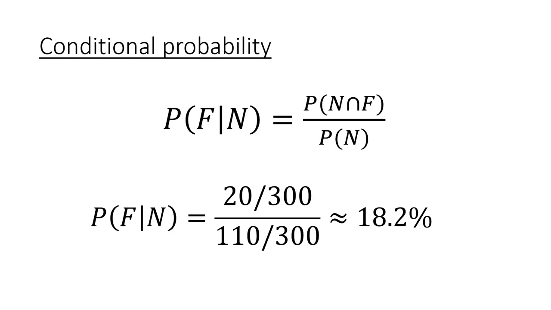So when we calculate this, we get approximately 18.2. So we can conclude that conditional probability that randomly picked person is a female, provided that this person is a nurse, is approximately equal to 18.2%.